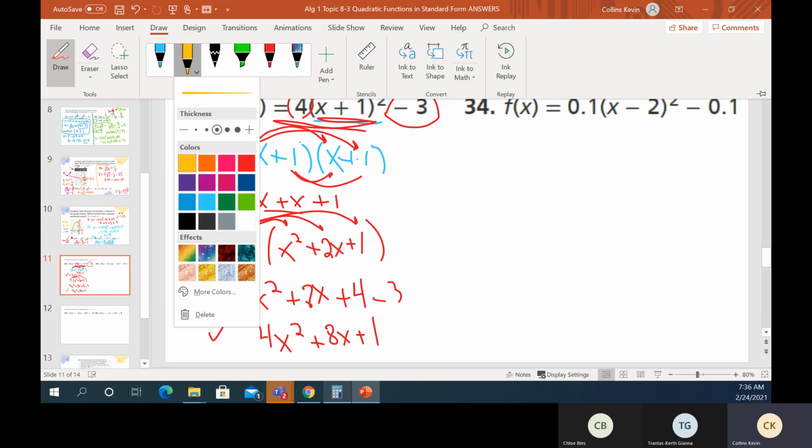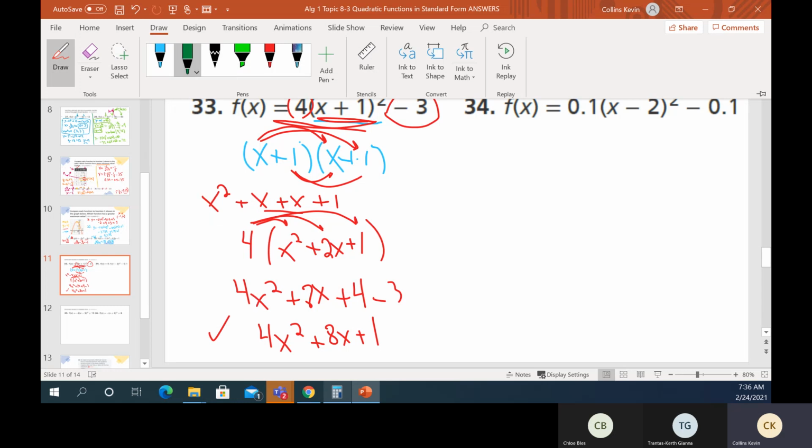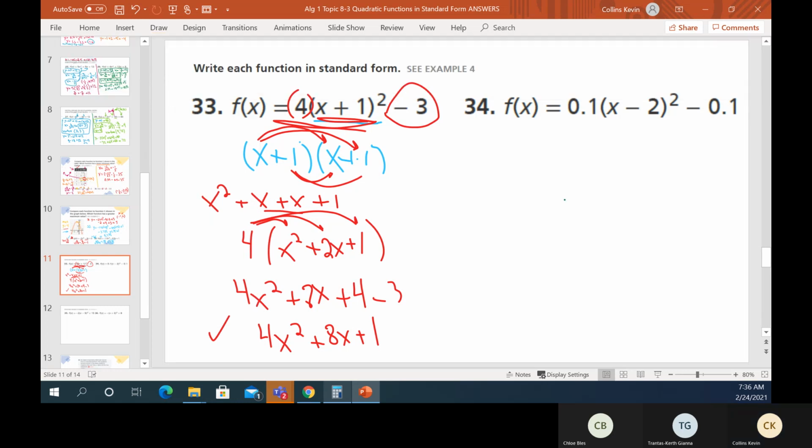So let's go ahead and get a different color here, so we can see what the heck's going on. All right. So this guy, same deal. Start with him. Now remember the hack for this. If I use the hack over here, you square the x, you get x squared. You square the 1, you get 1. If you do 1 times x, that's x, and then you double it up. So you can do that, or you can FOIL, whichever you're comfortable with. So that's why I did the FOIL for that one.